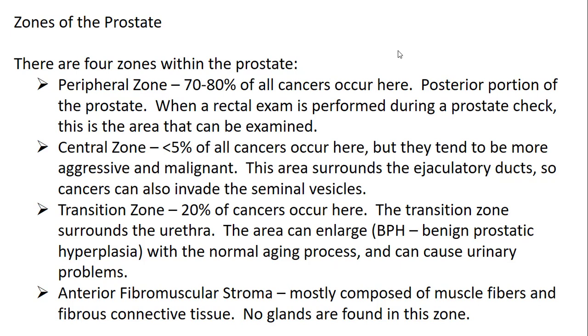The transition zone is the area that wraps around the urethra. So when it enlarges, and it often does because of BPH, benign prostatic hyperplasia, or because of tumors, then it can cause issues with the flow of urine through the urethra. About 20% of all cancers occur here. And BPH can occur with the normal aging process or with tumors. So there's several reasons why the prostate could enlarge around the urethra.